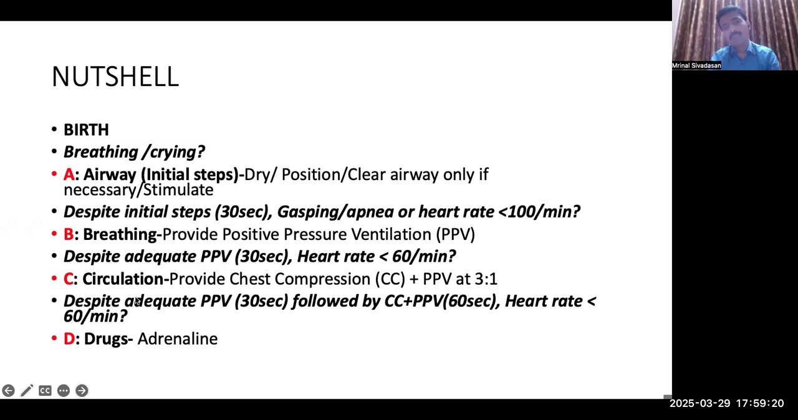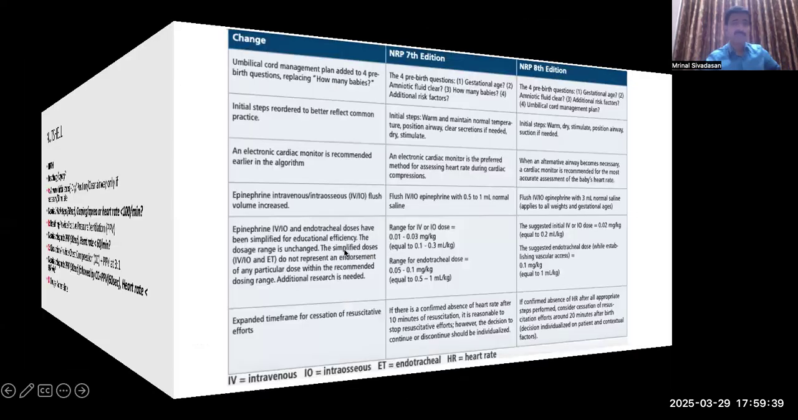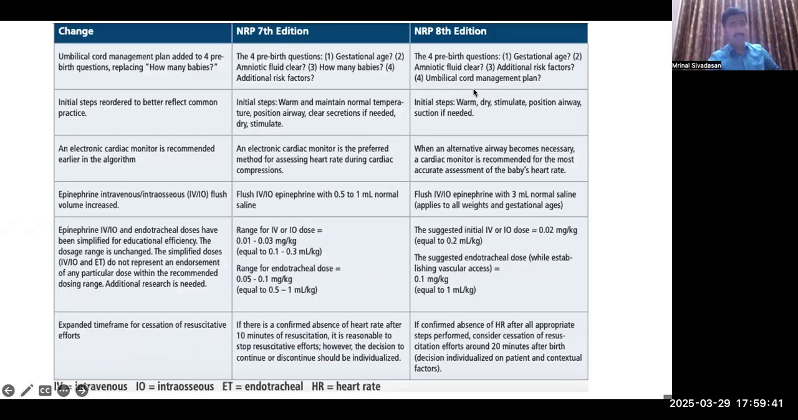And the third step: if the baby has a heart rate less than 60 despite 30 seconds of effective ventilation, go for chest compression. And the final step is the drugs, where you give adrenaline if the heart rate is persistently less than 60 despite chest compression and positive pressure ventilation. And this is the 8th edition.